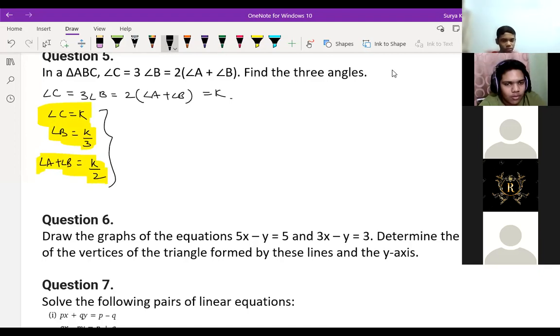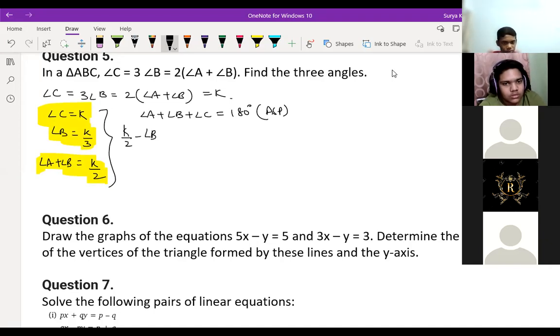So we know that the sum of all the angles is equal to 180 degrees, right? So what do you write here? Angle A plus angle B plus angle C is equal to 180 degrees by the angle sum property. So what can we write for angle A? Angle A is equal to K by 2 minus angle B, correct?